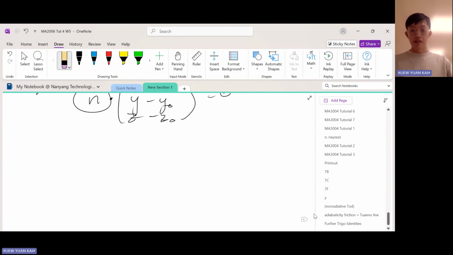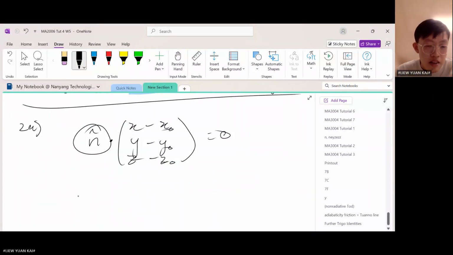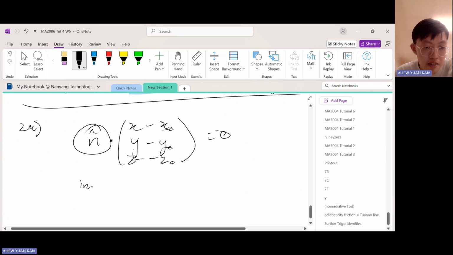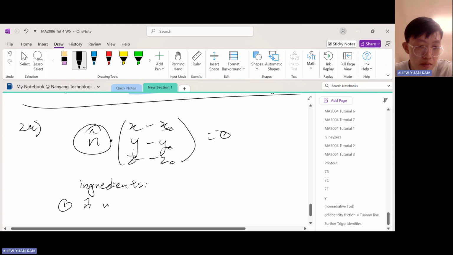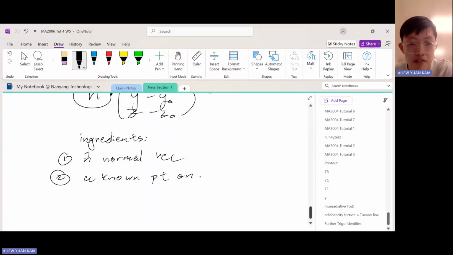Don't forget to remember this general equation of a plane. So the ingredients to find the equation of a plane are number 1, the normal vector, and then number 2, a known point on the plane. Known means the coordinates on the plane are known.